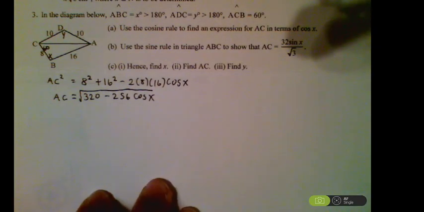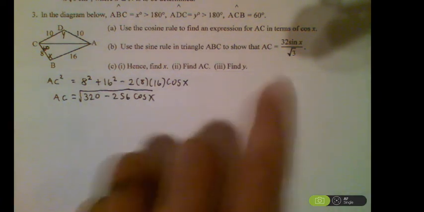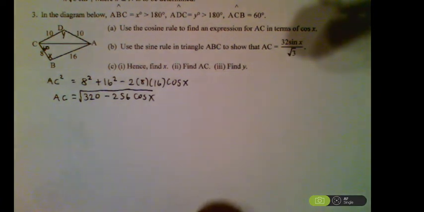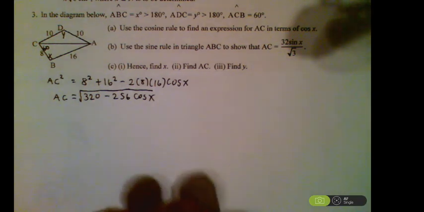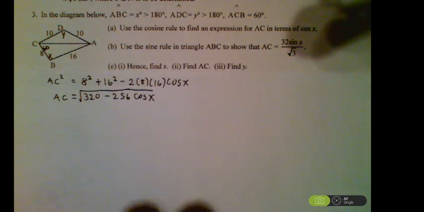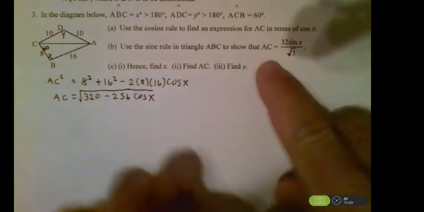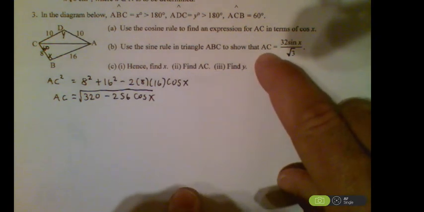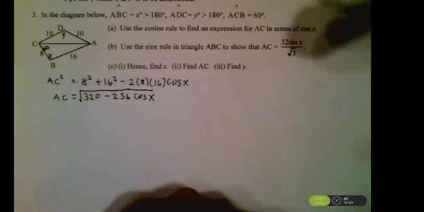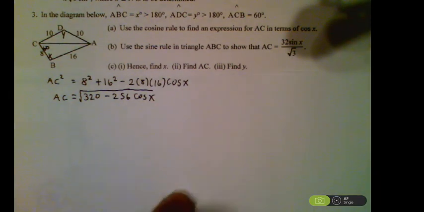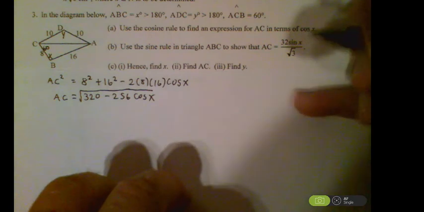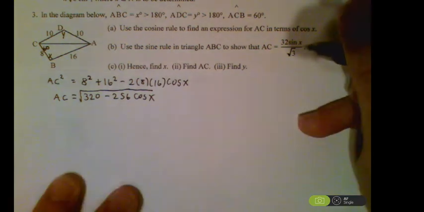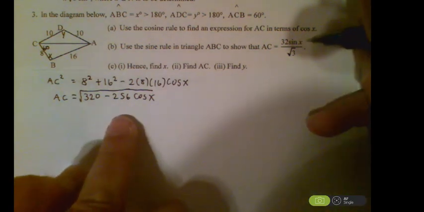So use the sine rule in triangle ABC. So same triangle to show that AC also equals this. So we're getting two different expressions for AC. Obviously, if you think of where that's headed, if I have two different expressions that both equal AC, then that must mean those expressions equal each other. And so that gives us a setup that allows us to solve the equation. So same triangle. We're just now using the sine rule instead of the cosine rule.